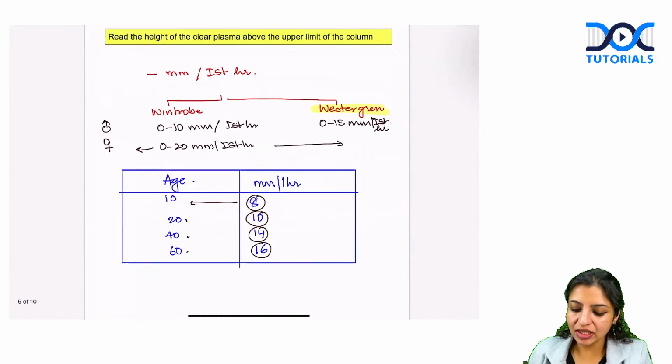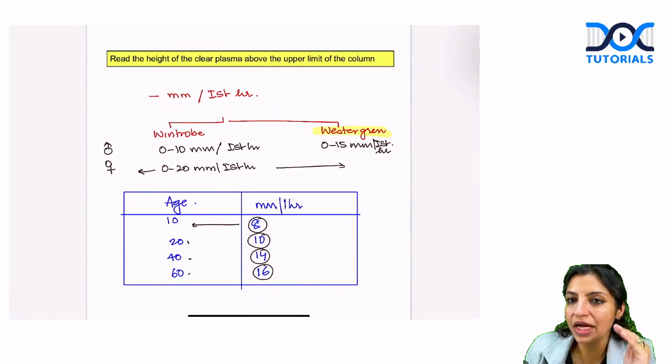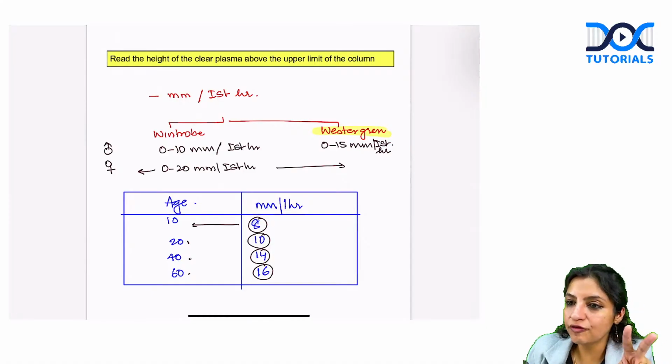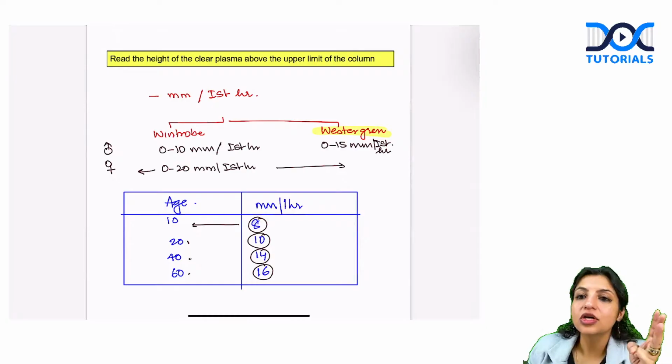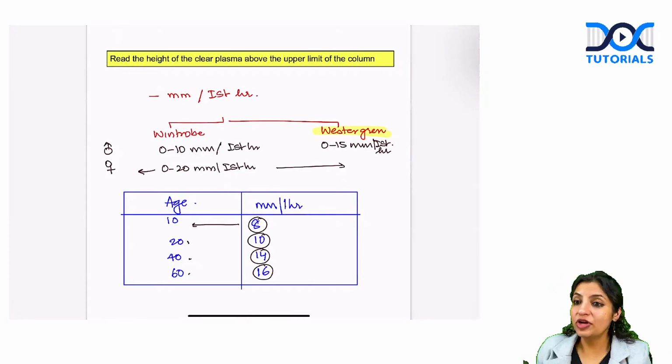So what have you written in the result? In the result, you should write: first, you have to measure the height of the clear plasma above the upper limit. Second, you report it as millimeter of fall in the first hour. Third, you have to report it as compared to Wintrobe or Westergren tubes. Females is always 0 to 20 millimeter per first hour, not per hour. Okay, remember, ESR always increases with age. That is another point that you have to be very clear.